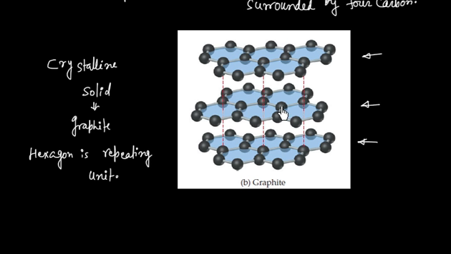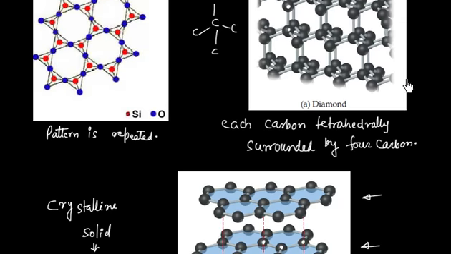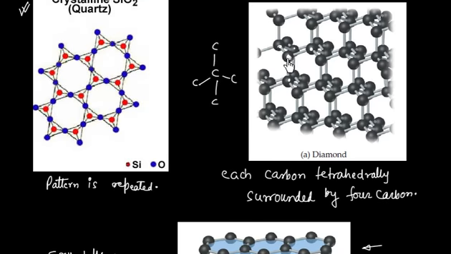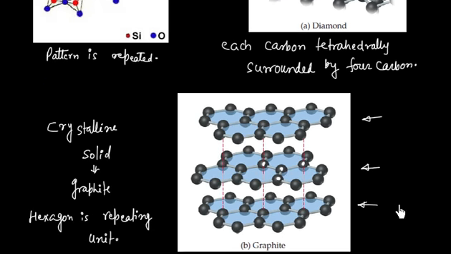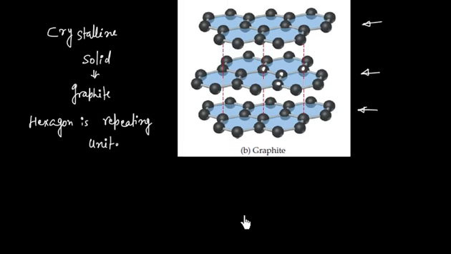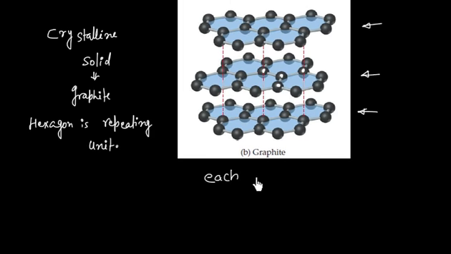So if you see graphite, each carbon is basically surrounded by 3 carbon, and this is the difference between diamond and graphite. In case of diamond, each carbon is surrounded by 4 carbons. So this one, this one, this one, and this one. In case of diamond, each carbon is surrounded by 4 carbon. In case of graphite, each carbon is surrounded by 3 carbon.